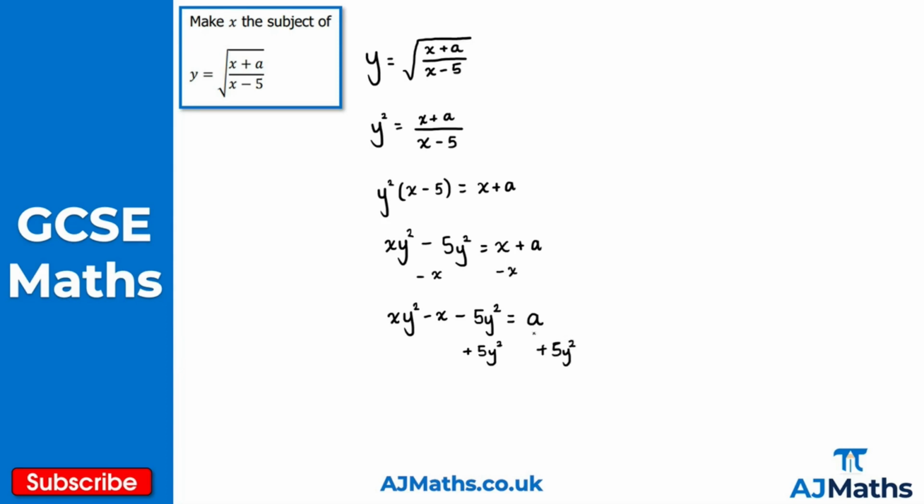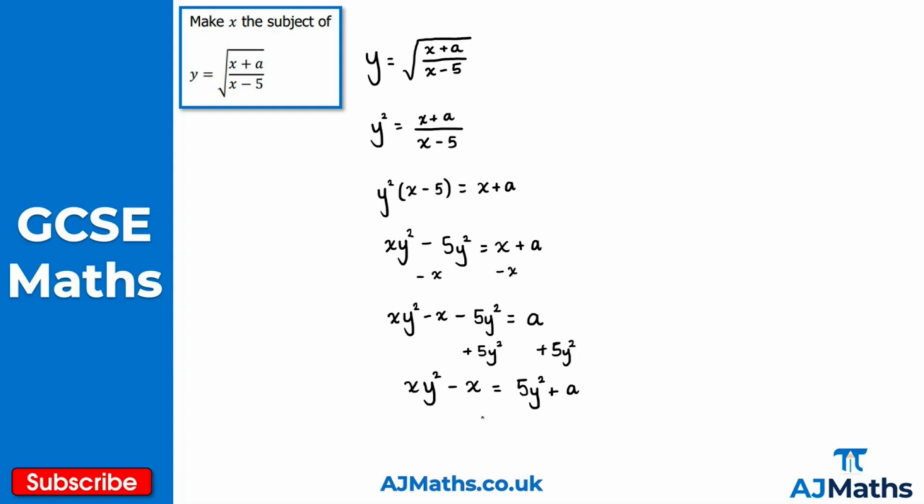Okay. So in that case then, we get xy squared minus x here on the left hand side. On the right hand side here, we're going to get 5y squared plus a. So 5y squared plus a here. So we're nearly there now.